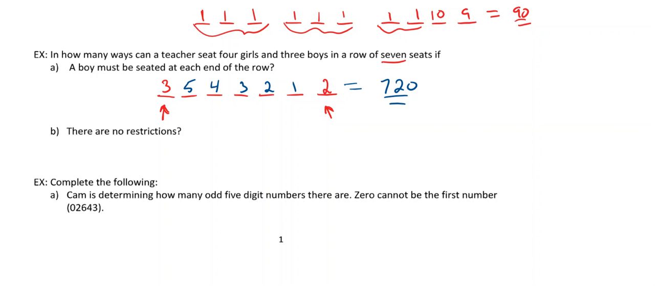Okay. Now, next one, it says there's no restrictions. So for this one, we'll just write out our blanks again. No restrictions just means I don't care who's boys, I don't care who's girls. We have seven people. So it's just seven for the first spot, and then six for the next, and then five, four, three, two, and one. And that's it. So that one's even easier. That one's 5,040 possibilities.